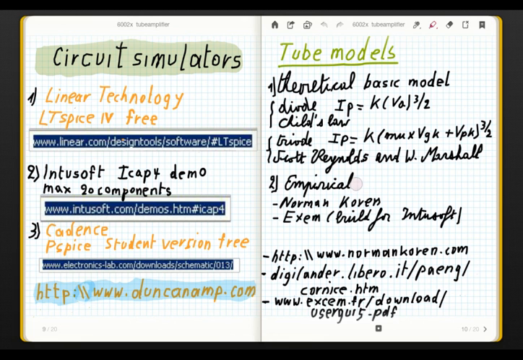For the triode tube, there exist some more complex empirical models which try to copy the datasheet curves. I use the Norman Korn tube model for my simulations. At Digelander you will find a lot of different tube models and also library files to use with your simulation program.